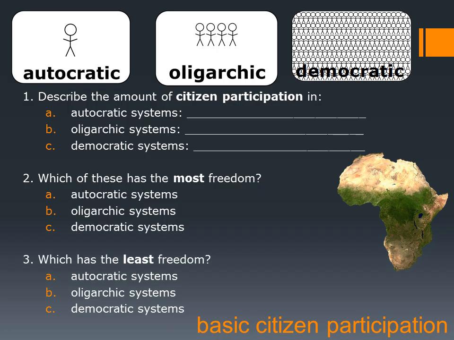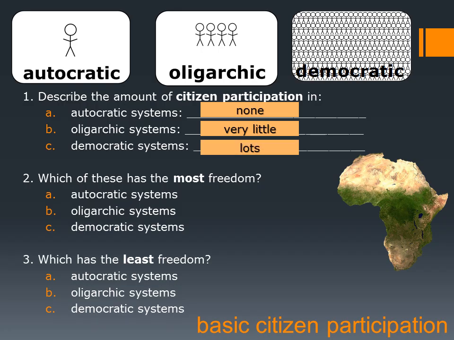Well, as you remember, in autocratic systems, they have no citizen participation. Oligarchic systems, very, very little. On the other hand, democratic systems have lots of citizen participation. In terms of freedom, freedom and citizen participation go hand in hand. So, the system that would have the most freedom, of course, would be democratic systems. Systems with the least freedom, autocratic systems. Oligarchic systems are not too far behind them on having the least freedom, but autocratic has the least.